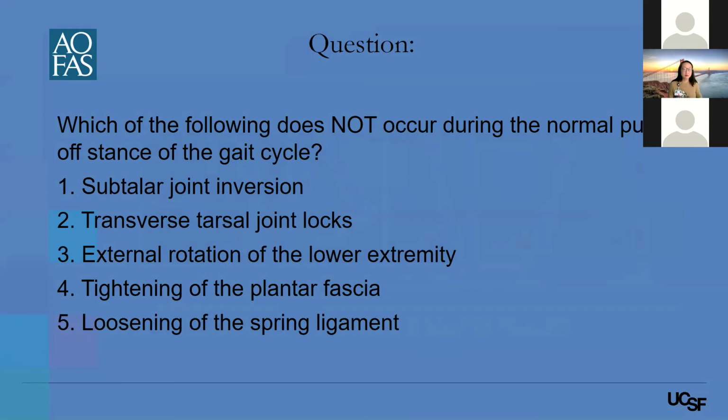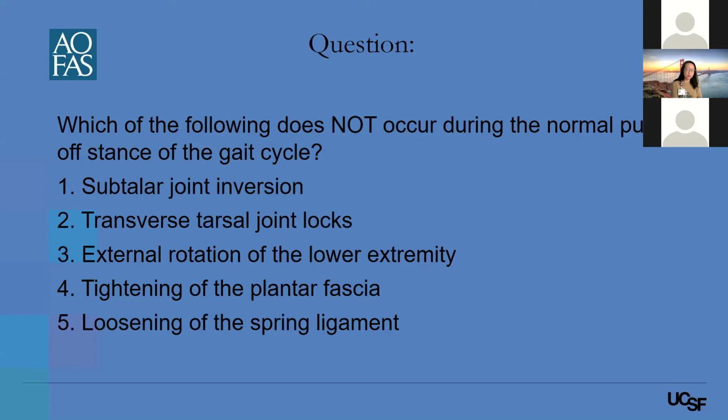Okay, so the question is, which of the following does not occur during the normal push-off stance of the gait cycle? Number one is subtalar joint inversion. Number two is transverse tarsal joint locks. Three is external rotation of the lower extremity. Four is tightening of the plantar fascia. And five is loosening of the spring ligament. So thinking about push-off, we want a rigid foot. The subtalar joint does invert, which locks the transverse tarsal joints. So number 1 and 2, I would rule out.